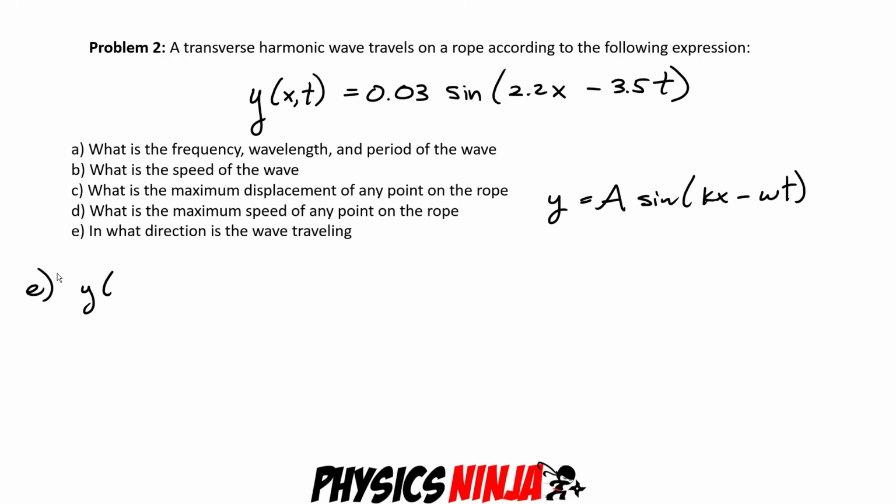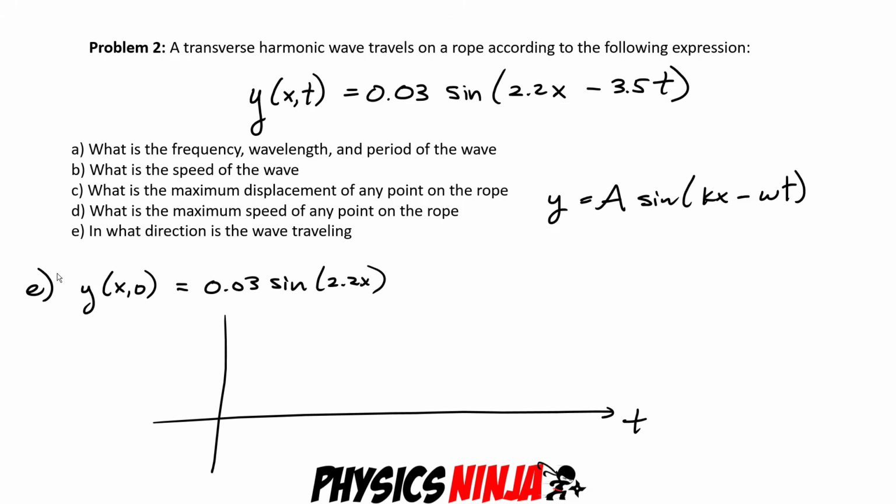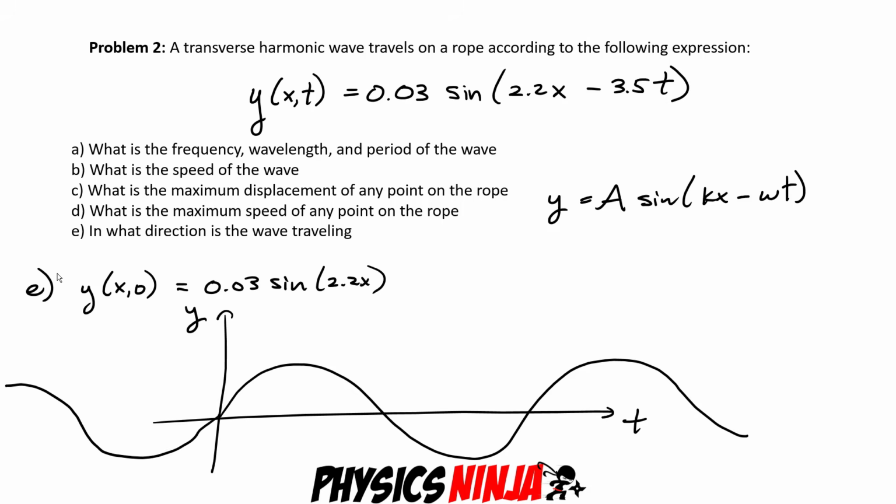Again, I kind of like to do it like this. First, I plot it at time 0. At time 0, the expression is 0.03 sine of simply 2.2 times x. You don't have to worry about this term at time 0. If you make a sketch of this, this is x, this is y. Let's just do it in black over here. This is going to look like a simple sinusoidal function, and I can continue over on this side as well. What we know about this is that this amplitude right here is 0.03.